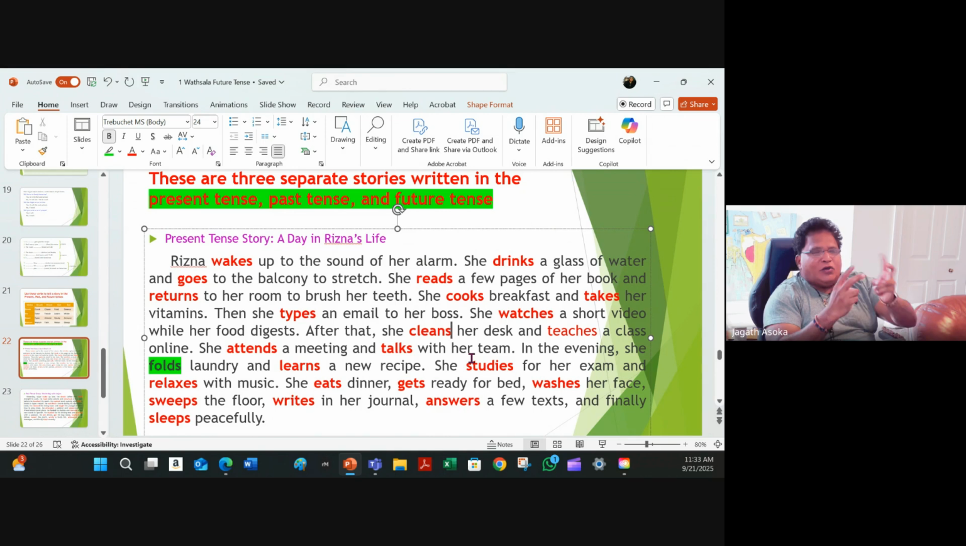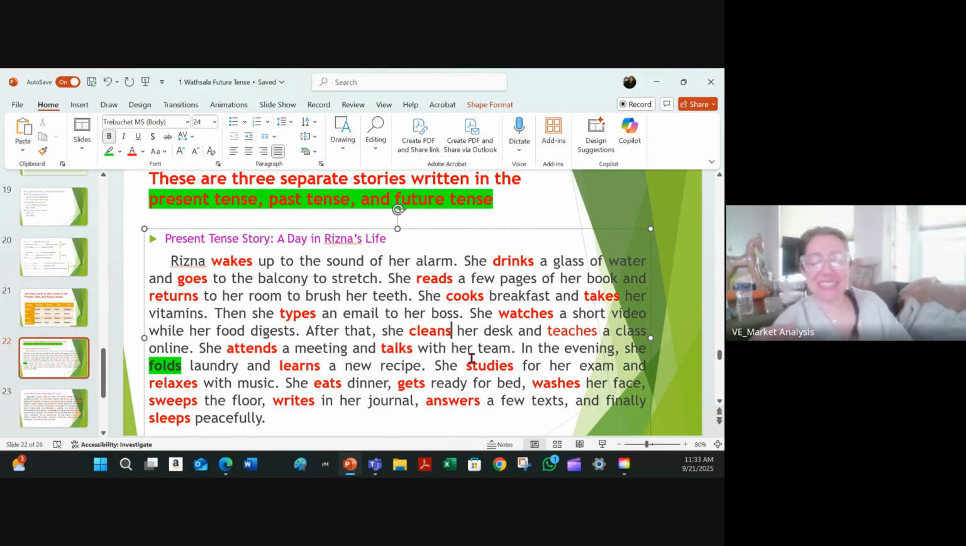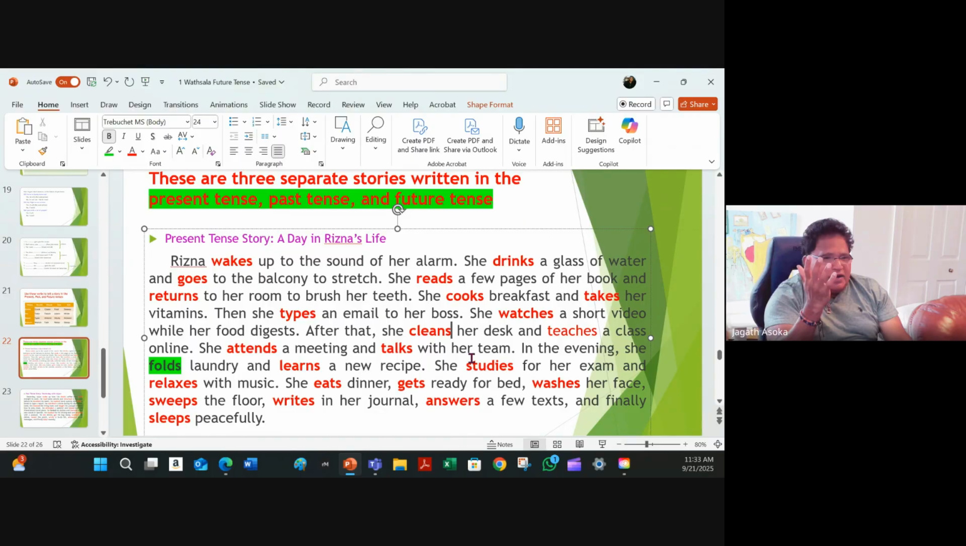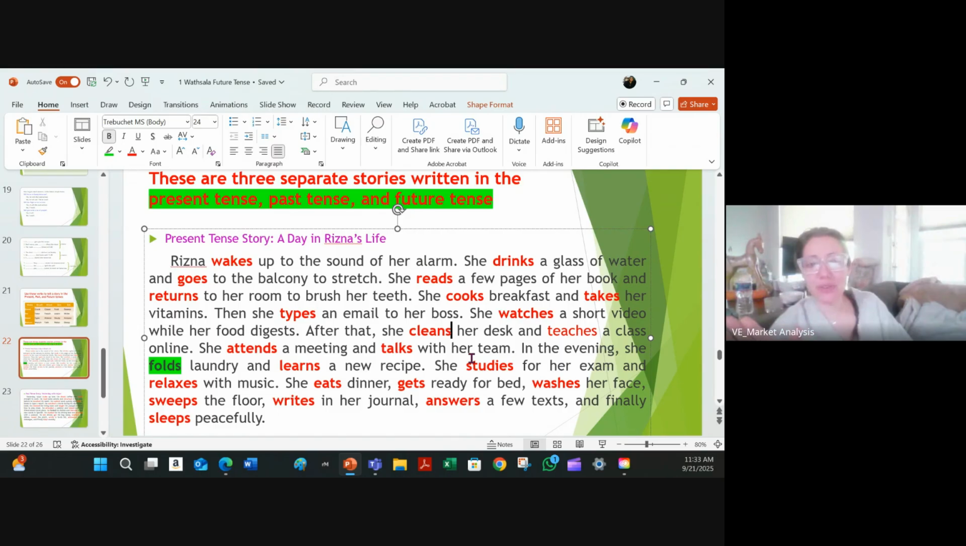It can be either, it doesn't matter. You can say, if there's only one desk, we say, we clean. I'm going to pretend there's one desk. So after that, we clean our desk and teach a class online. We attend a meeting and talk with our team. In the evening, we fold laundry and learn new recipes.